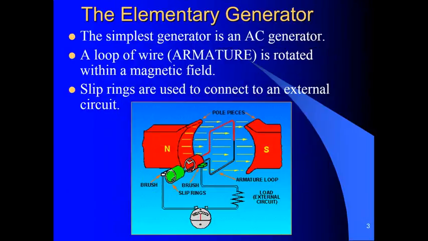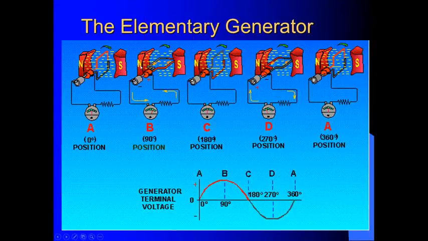We'll again quickly look at an elementary generator, a very simple single loop drawing. AC generators, I said before, AC is what's produced by all generators. In an AC system, we have slip rings and brushes that take the power off, and we get a standard AC sine wave from it, shown as it rotates through.